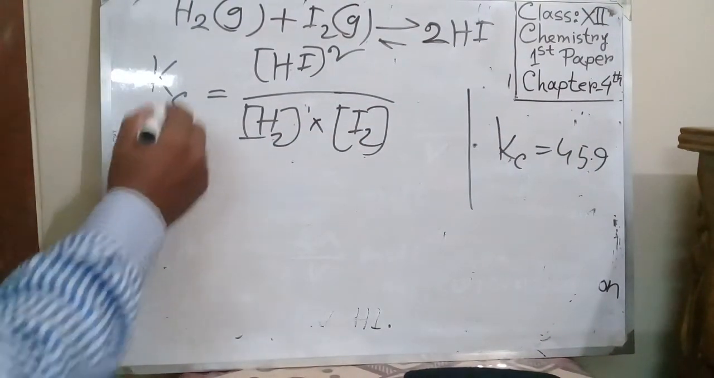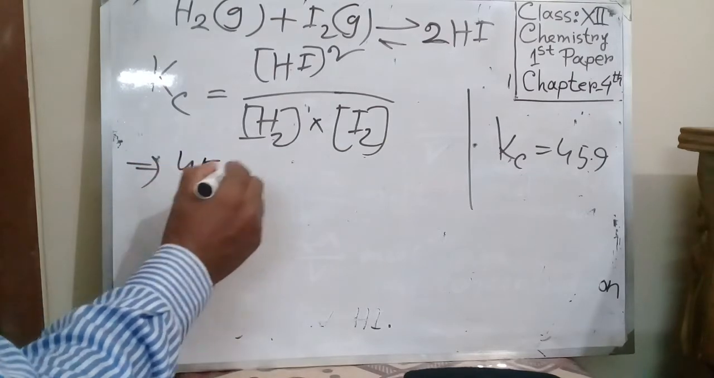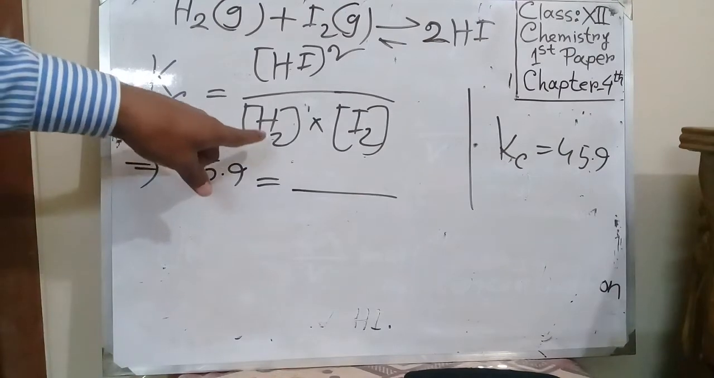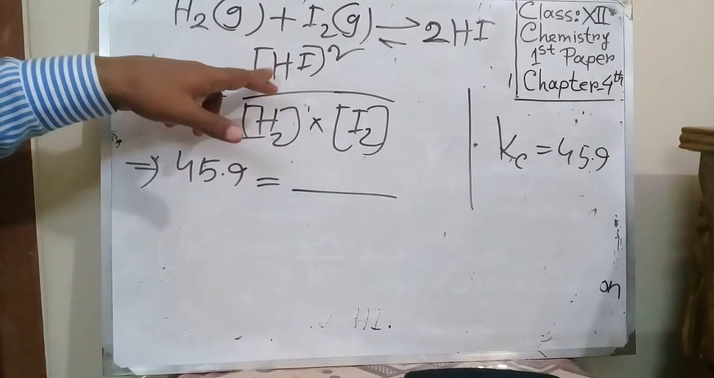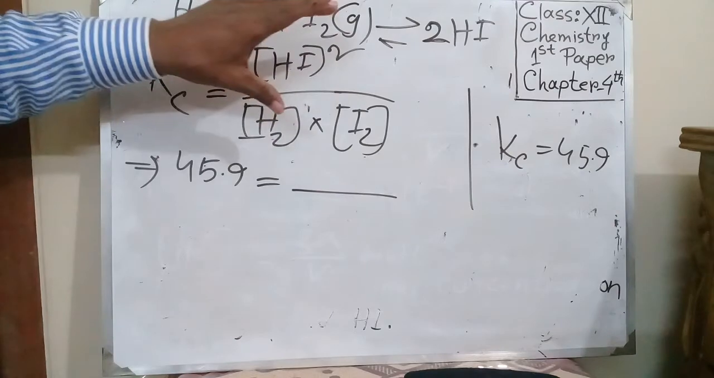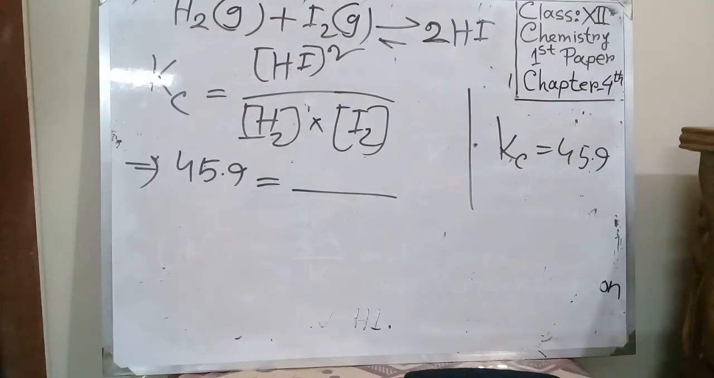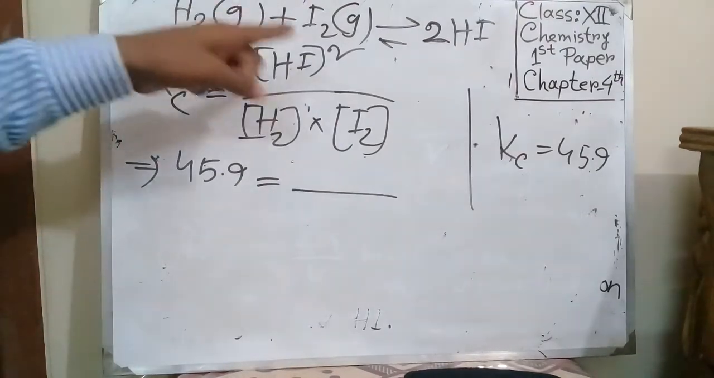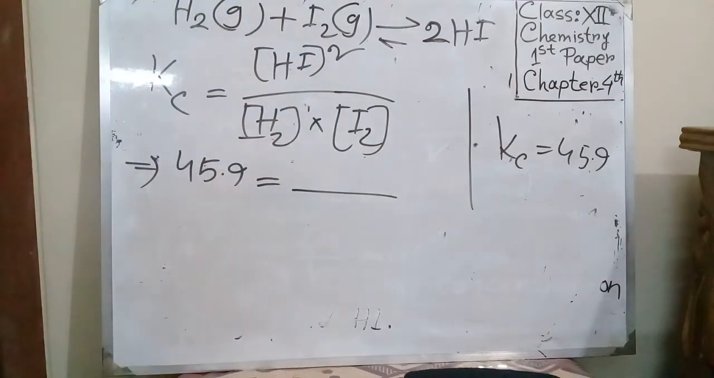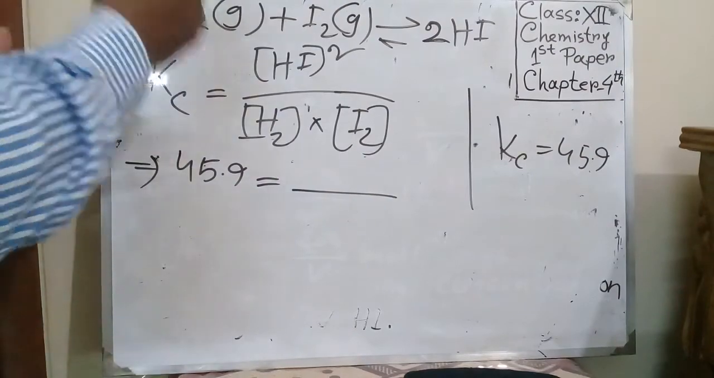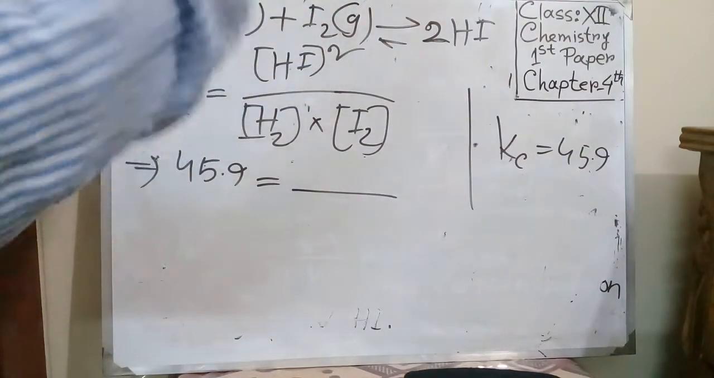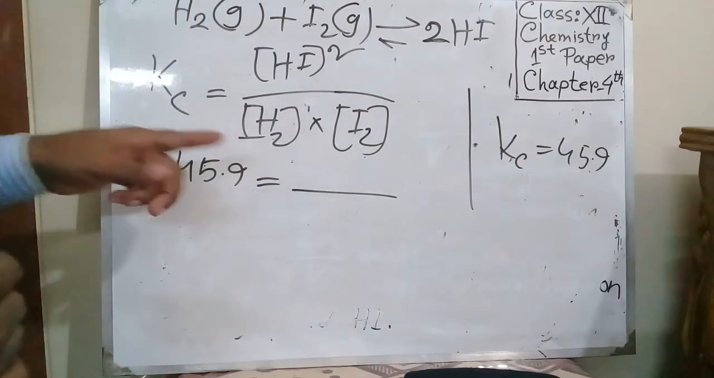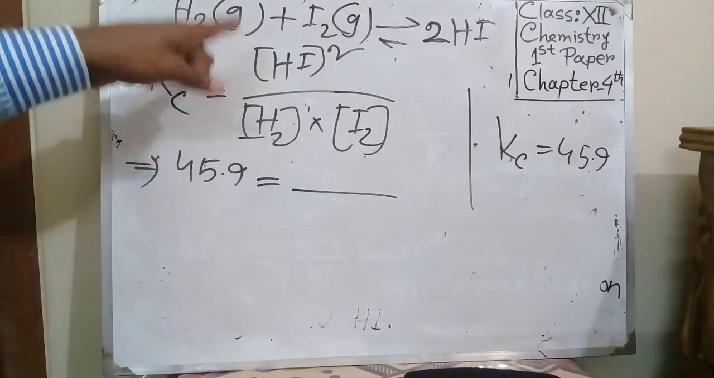So if I write here the value of Kc, then we can get 45.9 equal to the concentration of hydrogen, concentration of iodine, and concentration of hydrogen iodide, which I will put here. Then what's the purpose of doing this? Actually we are finding out the value of alpha, how much hydrogen and iodine were converted into hydrogen iodide. We need to find out the value of alpha.